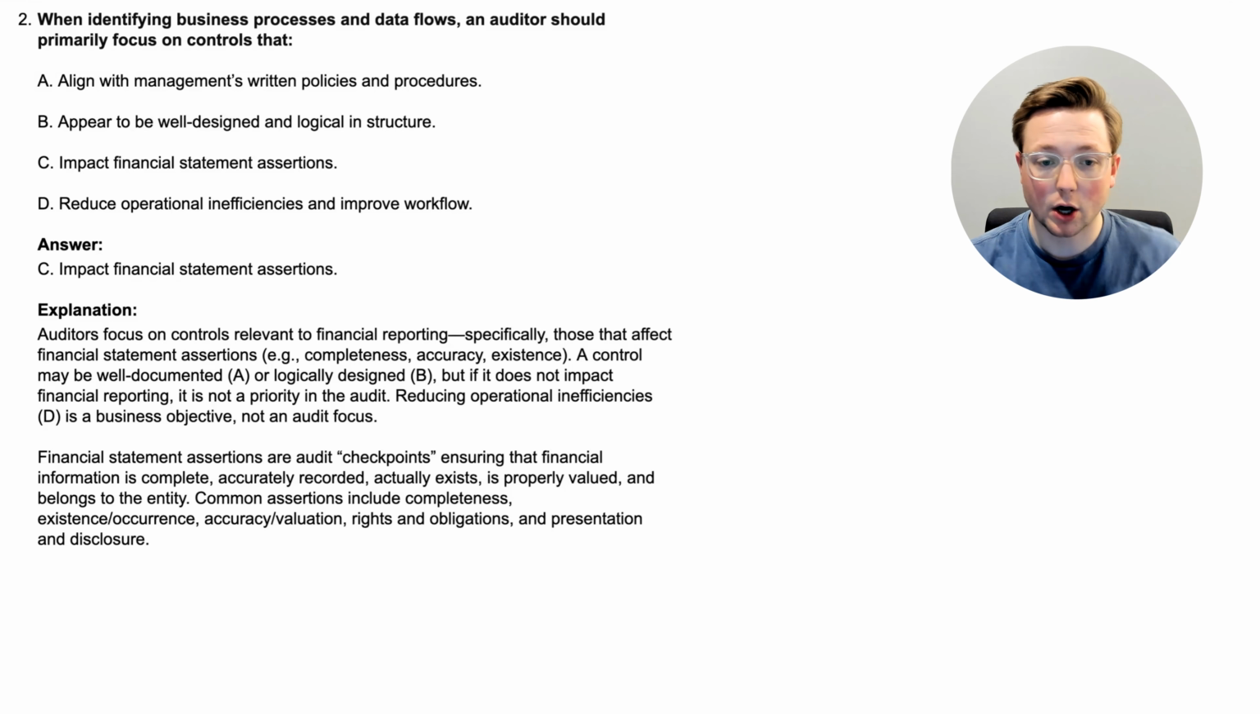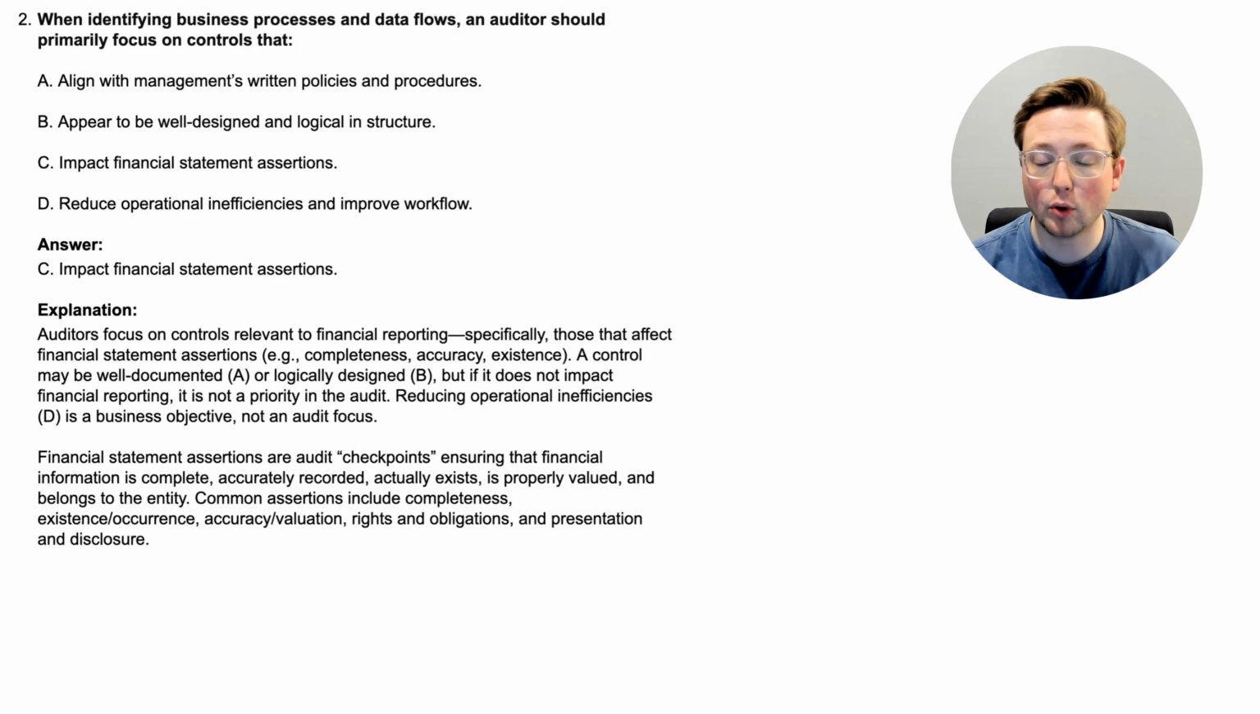Let's walk through this. Auditors focus on controls relevant to financial reporting, specifically those that affect financial statement assertions, such as completeness, accuracy, existence. A control may be well documented, that was option A, or logically designed, that was option B, but if it does not impact financial reporting, it is not a priority in the audit.